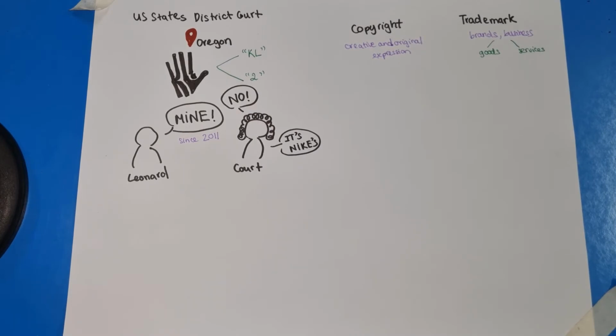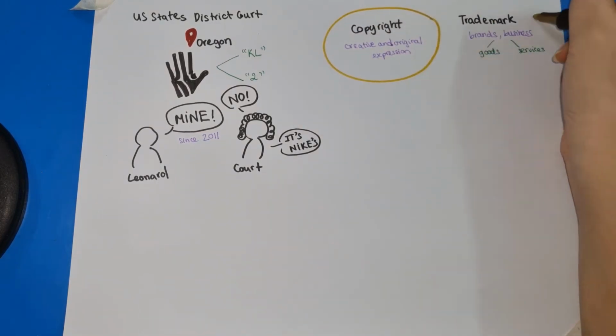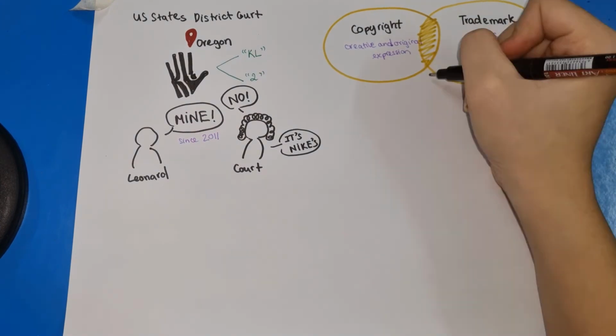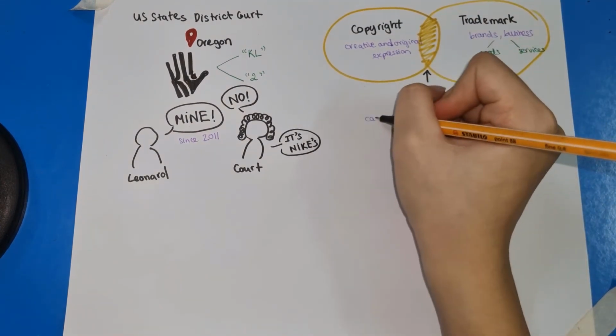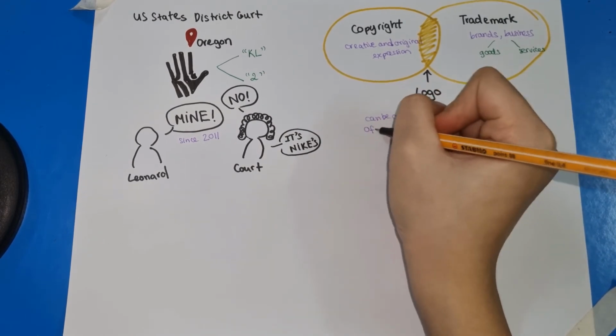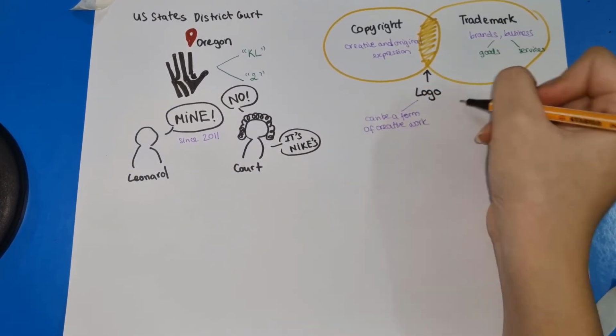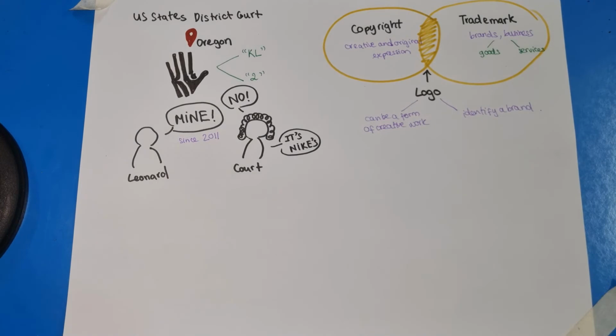While these are typically very distinct areas and cover vastly different rights, one area where they overlap is logos. A logo can be both a copyright and a trademark, as it can be both a form of creative expression and used to identify a brand. However, as mentioned above, each covers different rights.